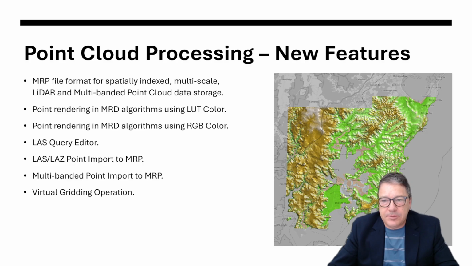So for LiDAR data, it's a bit like a LAS file, except that it has these significant advantages of being spatially indexed, multi-scale, and having high quality statistics. We have 2 new layer types in the rendering algorithms for rendering points. One uses color lookup tables, and the other uses red, green, blue interpolation.